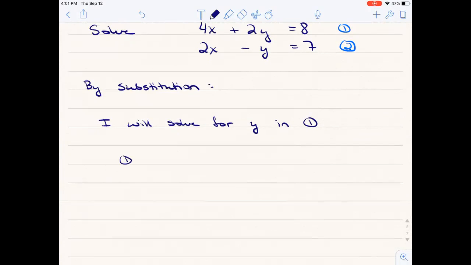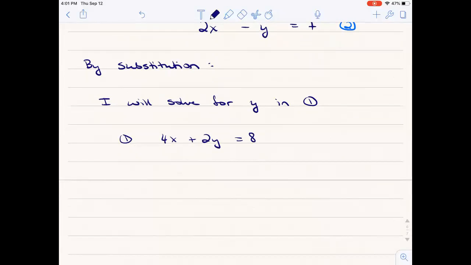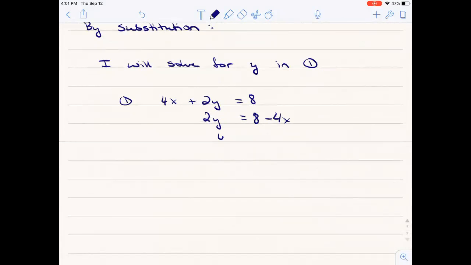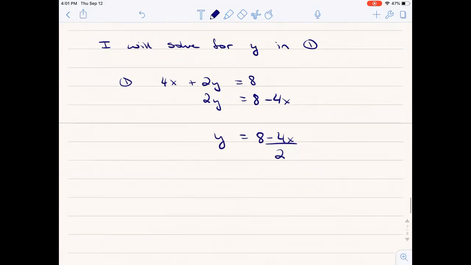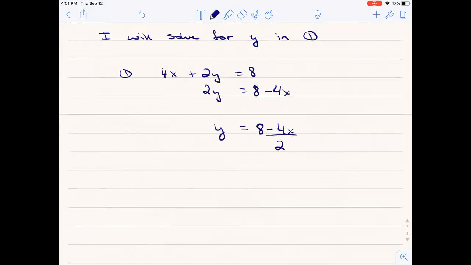So equation 1 is 4x plus 2y equals 8. Solving for y, we get 2y is 8 minus 4x. I've got a page break here, so I'm just going to move it down. Y is (8 minus 4x) over 2. So y is 8 divided by 2 minus 4x divided by 2. Careful how you distribute your fraction.